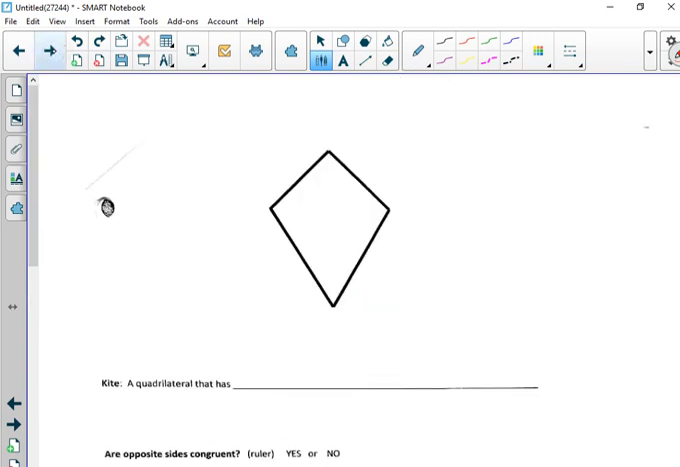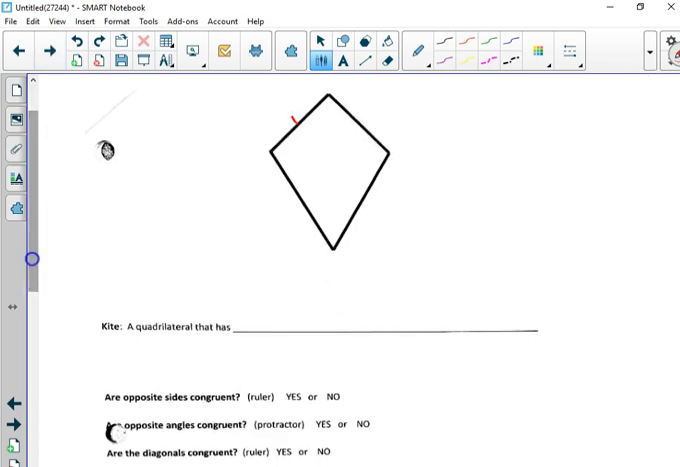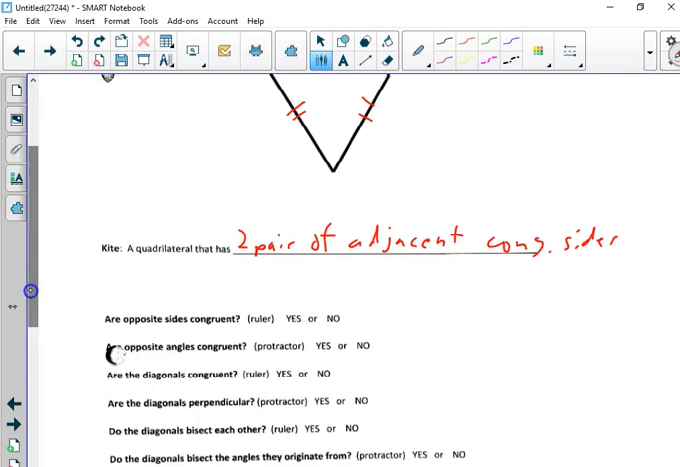Okay, a kite. Okay, it's a 4-sided figure with 2 pair of adjacent congruent sides. So you think of it as, usually people think of 2 short sides and 2 long sides. So, are opposite sides congruent? No. Are opposite angles congruent?